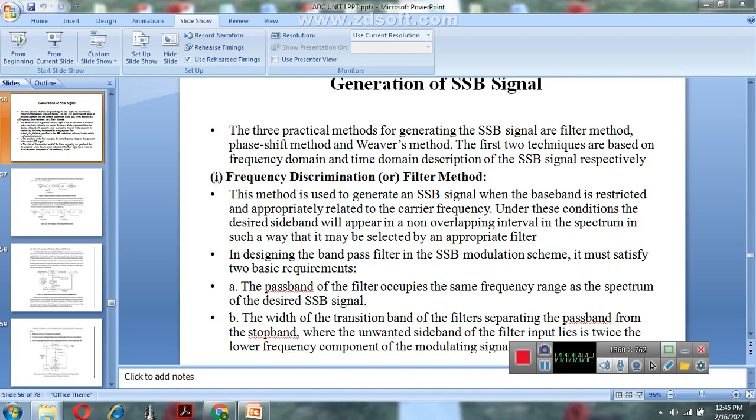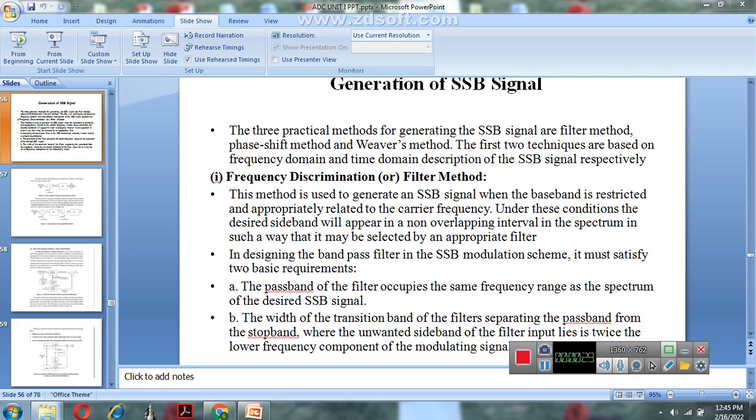Today I have to discuss the generation of SSB signal. SSB is nothing but when only one sideband, that is either LSB or USB, is transmitted; the modulation is referred to as single sideband modulation. Three methods are used to generate the SSB signal. First method is the filter method, second one is the phase shift method, and third one is the Weaver method.